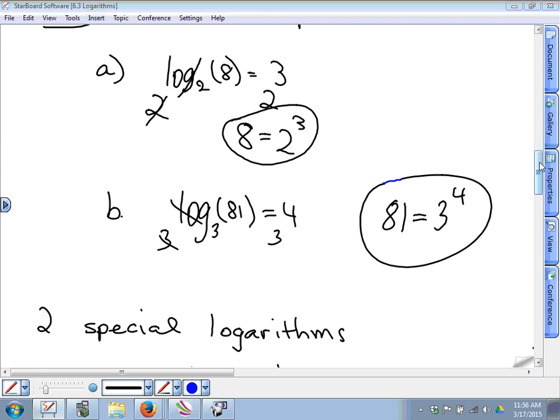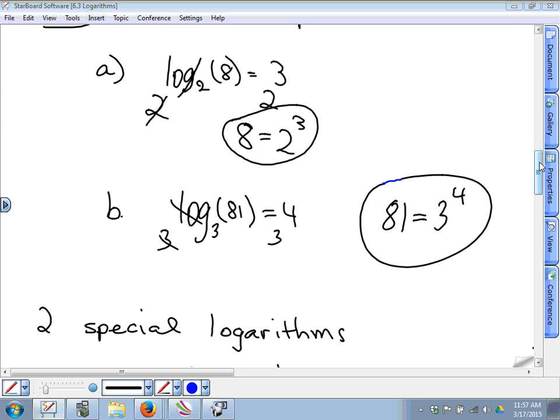First of all, let me make sure we're all clear on this. What does a logarithm do? It cancels a base. Logarithms come in different bases because you have to cancel all sorts of different bases, right?